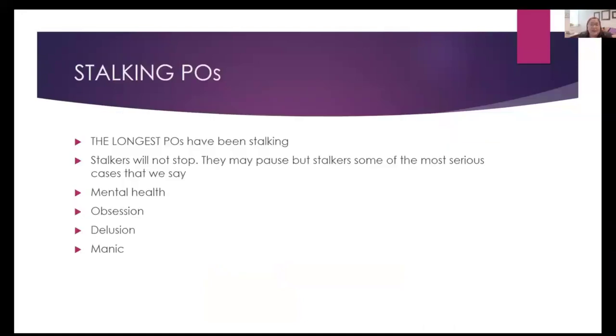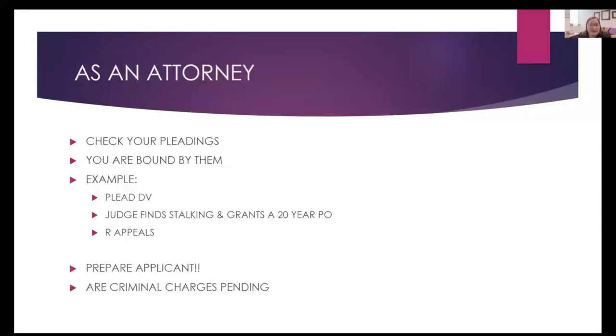From my experience as the lead prosecutor in this division, I've seen stalking protective orders to be some of the longest protective orders I've obtained. Stalkers will not stop. They may pause, but stalkers are some of the most serious cases that we see. They may not just stop with that person, but they will continue their obsessive behaviors to another victim, unfortunately. And it could involve mental health issues, obsession, delusion, mania. So take these cases very seriously.